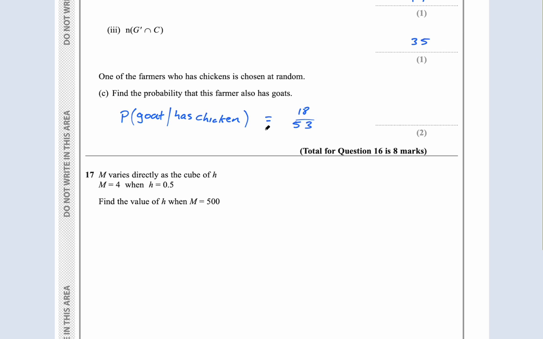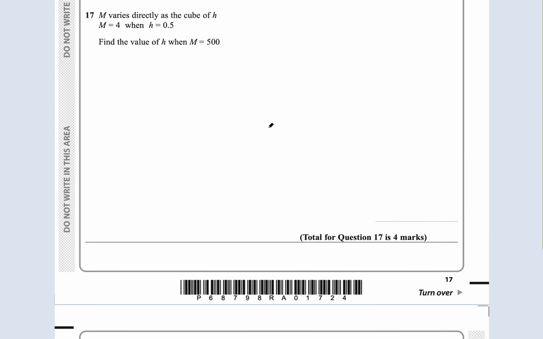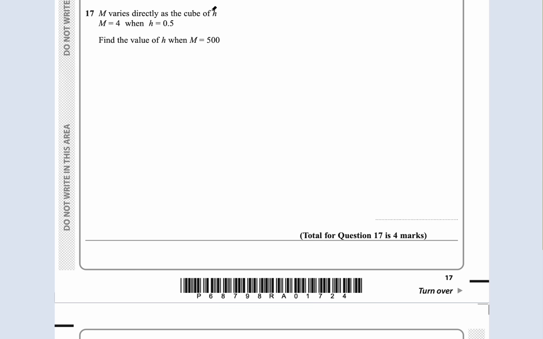So that's the answer. Okay, 17. M varies directly as the cube of h. Okay, this is a fairly normal one, guys. I just write down m is equal to k times h cubed. Now, I mean it's a normal direct and inverse proportion question. So directly means equals k times this, and it's the cube of h, so it's h cubed.